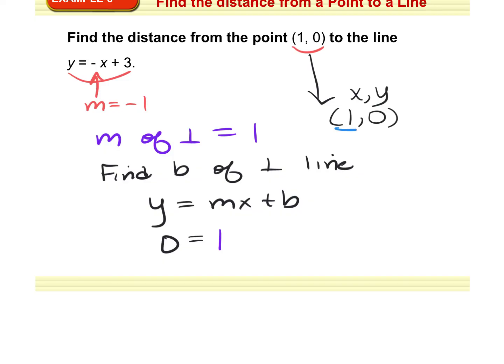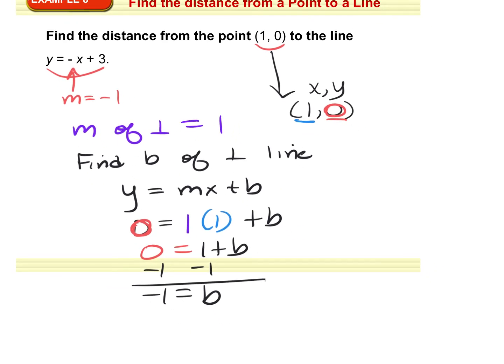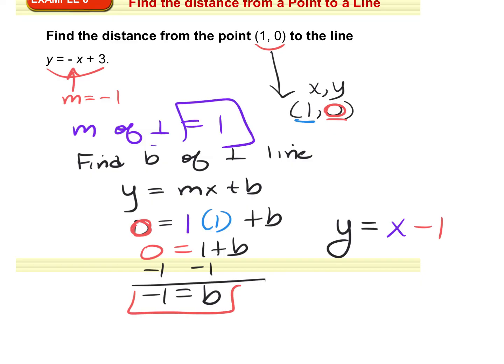So let's see, let me do this in blue. And then this one could be the red. And I'm solving for b. So 0 equals 1 plus b. Move the 1. And the y-intercept of the equation that's perpendicular is now -1. So my equation that's perpendicular is going to be 1x minus 1. Because again, my slope here was a 1, and I don't have to put the 1 there.